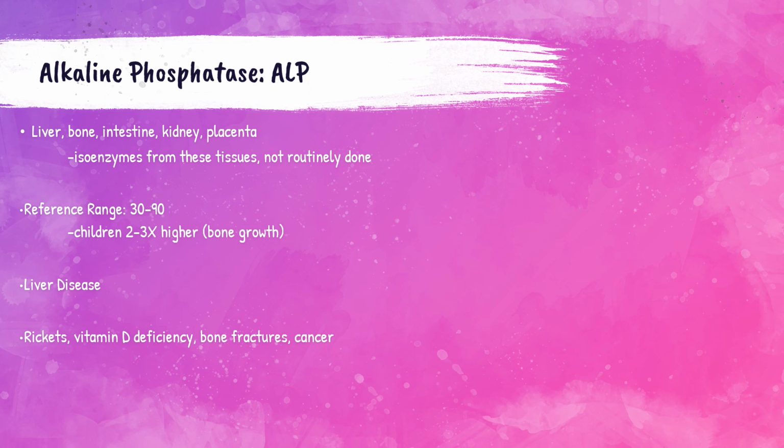Since ALP is in the bones, if a patient has a bone fracture or bone cancer, ALP will be elevated as well. The normal reference range for ALP in the blood is 30 to 90 units per liter, with children having 2 to 3 times higher levels than adults due to them developing bones.